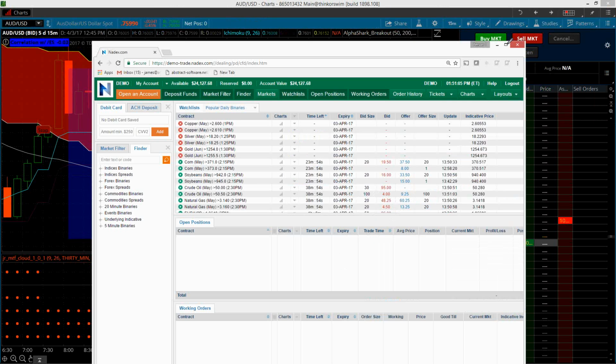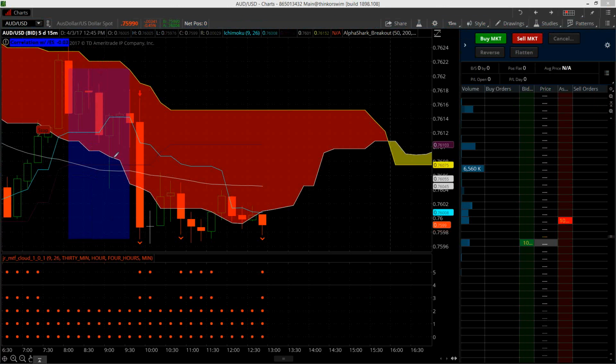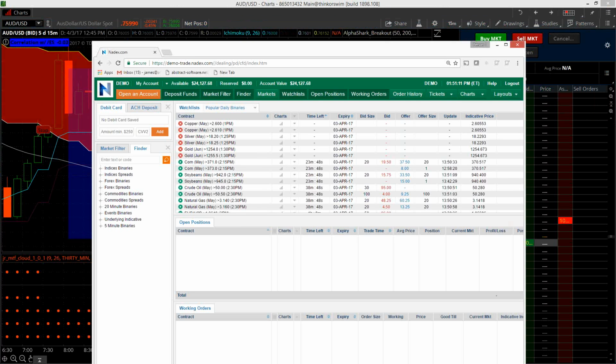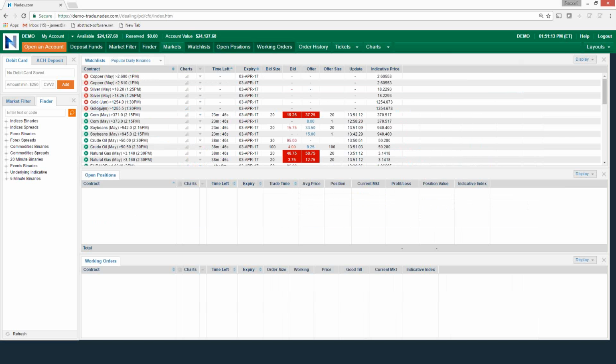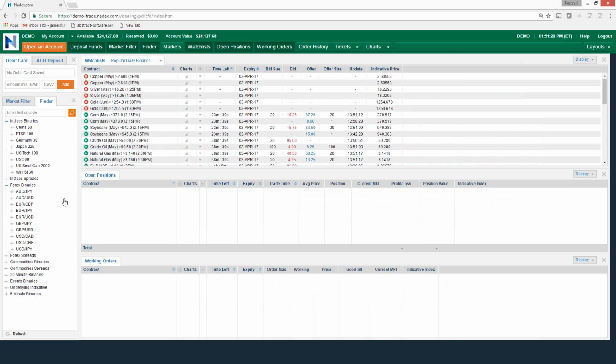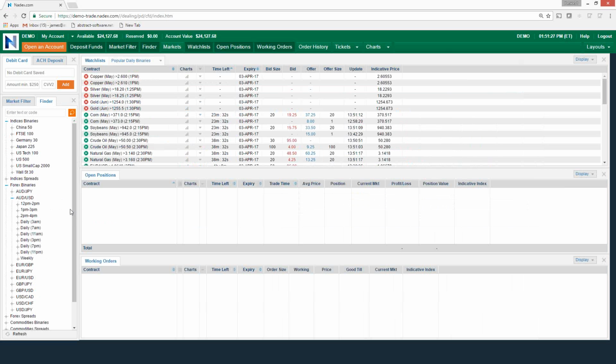So here we have the Nadex platform. If I can get my mouse to work for me, there we go. So let's find that setup, and we'll take a look at different ways to approach it. A little slow here. So that was Aussie US dollar. Since it's a 15-minute bar and it's developing as a fresh break, I want to give myself a little bit of time for this to work out.